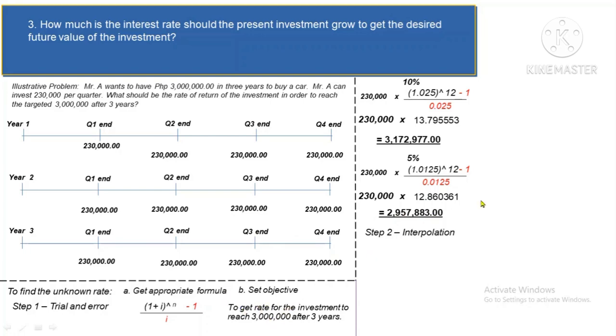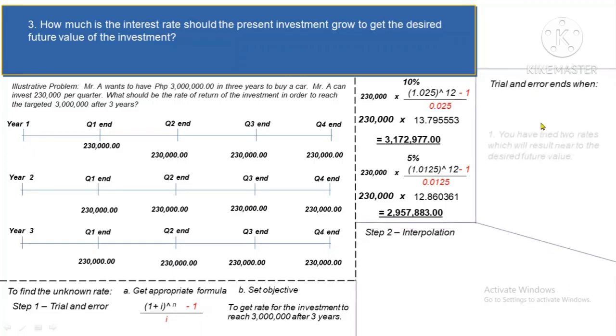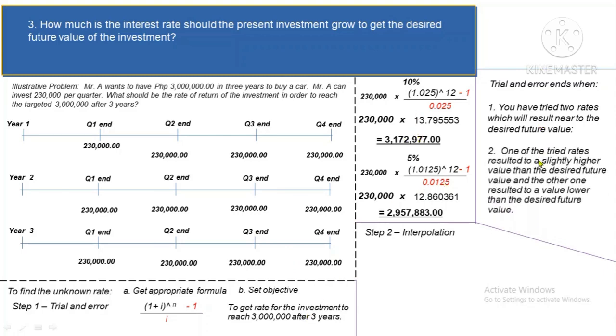So that's the end of the trial and error. Actually, you can try as many times as you like, but for the trial and error to end, remember to pick the two rates which will result nearest to the desired future value, which in this case is the 3 million. So just like these two tried rates. And number 2, you need to remember that it is much better for one of the trial rates to result in a slightly higher amount than what we are aiming for, just like this one, and the other trial rate should result in a slightly lower value than the desired future value, just like this one. So that's all for trial and error.